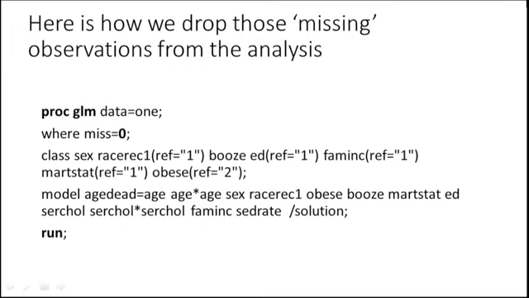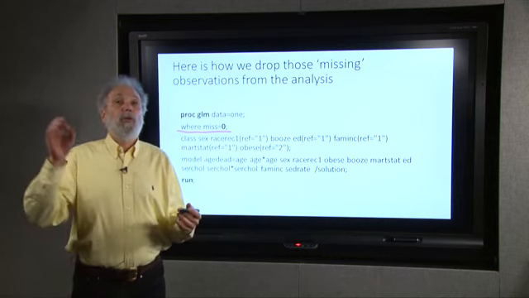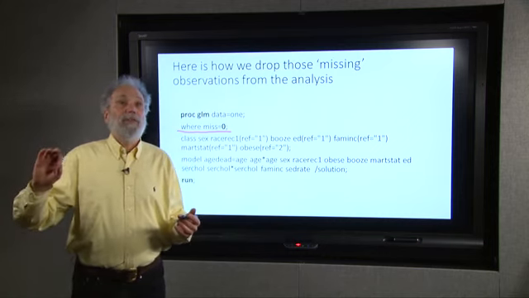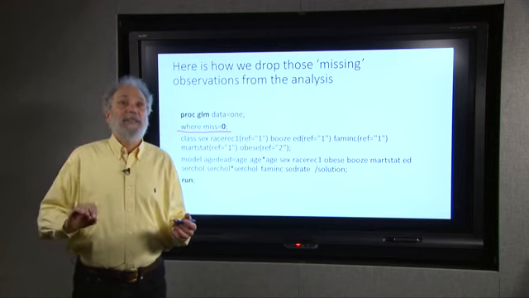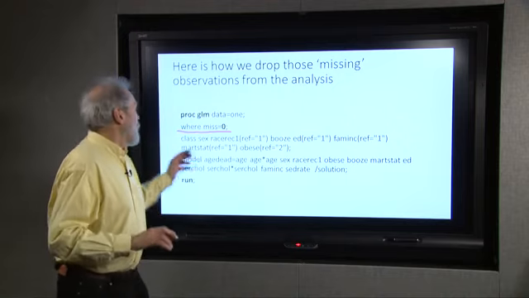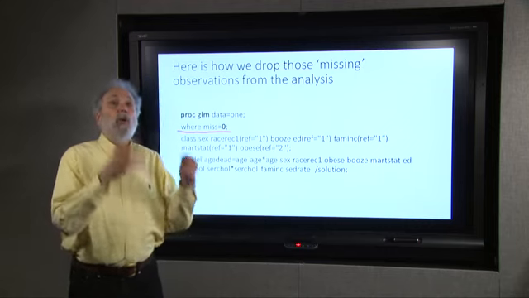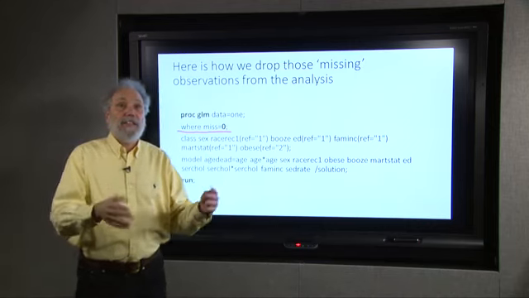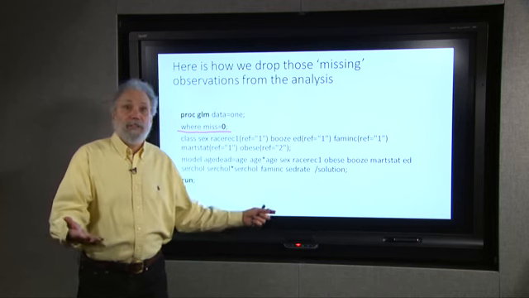So here's how I do that. I go back to proc-GLM, but now I say where miss equals 0. So I'm dropping all the people for whom this random variable miss was 1. Those are my people whose failure times are censored. Okay? And I do the same regression analysis, same variables. What happens to the results when 17% of the failure times are not observed?